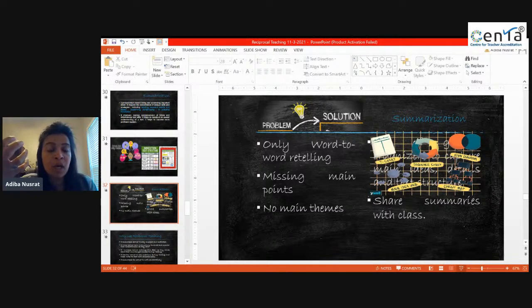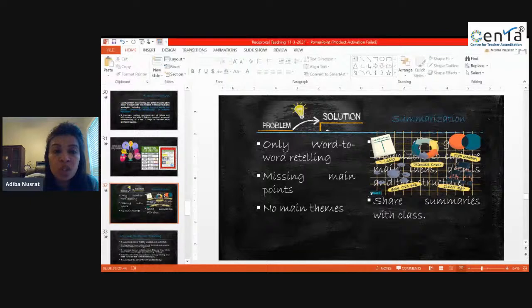They take away a lot of material by the end of this reciprocal teaching process. And most importantly, it encourages the learner to work collaboratively.